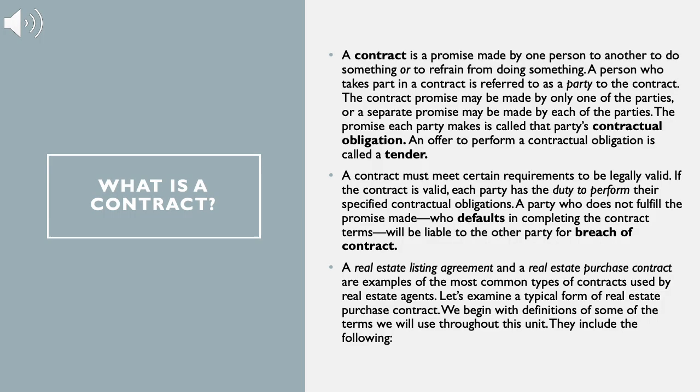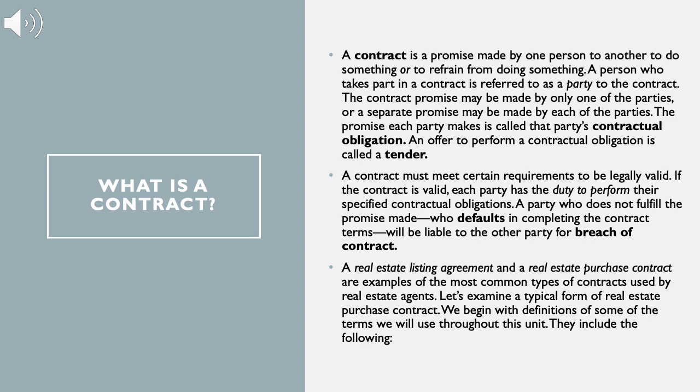What is a contract? A contract is a promise made by one person to another to do something or to refrain from doing something. A person who takes part in a contract is referred to as a party to the contract. The contract promise may be made by only one of the parties, or a separate promise may be made by each of the parties. The promise each party makes is called that party's contractual obligation. An offer to perform a contractual obligation is called a tender.